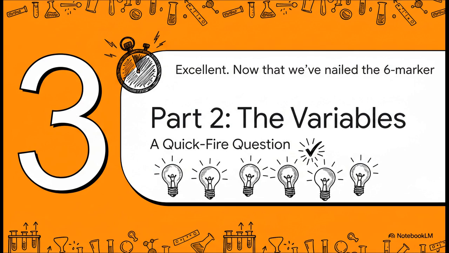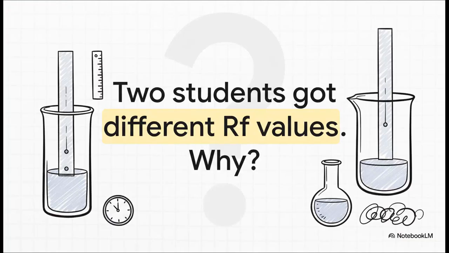Now let's tackle the first of the 2 quick-fire questions that come after it. So, the paper gives you this little scenario. 2 students use the same dye, but they get different RF values. It then asks you to tick the box that explains why. The options are usually something about the paper length, the time it took, the beaker size, or the solvent. So what do you think is going on here?